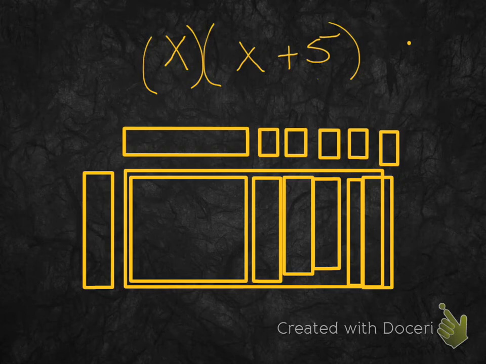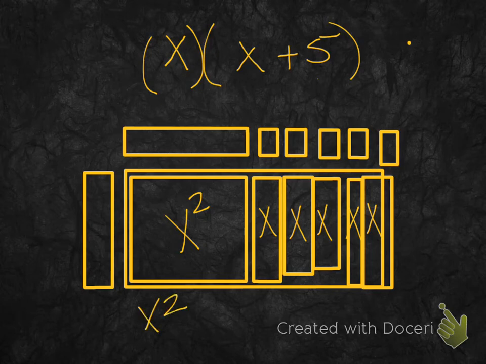All right. And so, had these all fit beautifully, what would be the stuff inside? This is an x squared, right? And these are all x's. Oh, my tiles would be so much easier right now. Add it all up. Tell me how much stuff is on the inside. What is x times x plus 5? It is x squared plus 1, 2, 3, 4, 5 x's. And that's the answer. The answer to x times x plus 5 is x squared plus 5x.